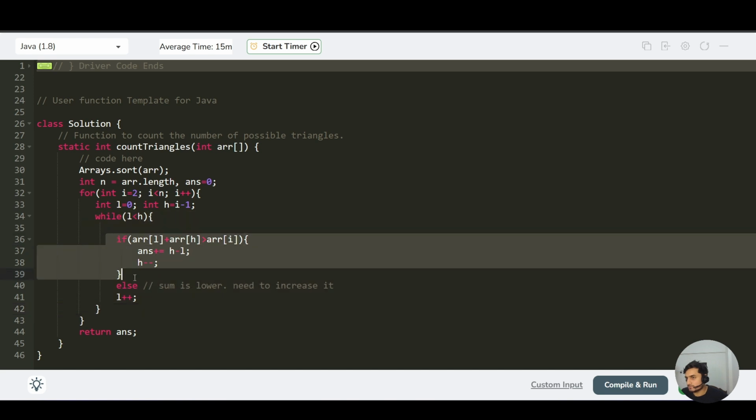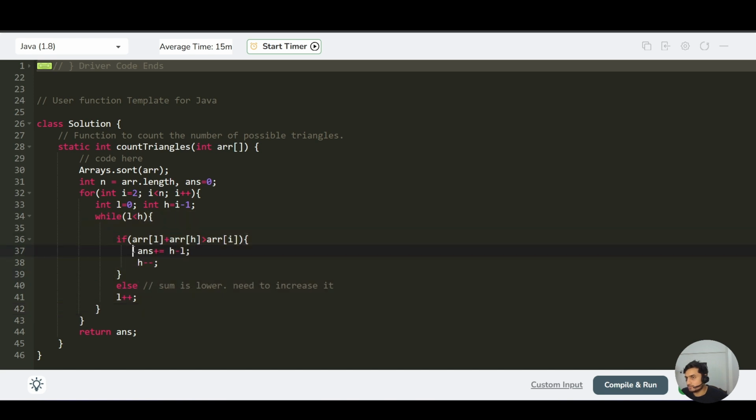We already discussed if the condition is satisfied, we need to get all the count of the elements present inside the high and low as well, and we do a high minus minus. Else, if the sum is lower, that means we need to increase the sum, and that means we need to increment from the left hand side, that is low plus plus, and at the last we'll return the answer. That is it for this approach.